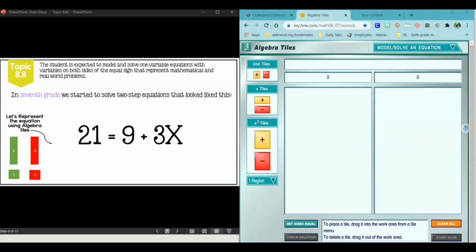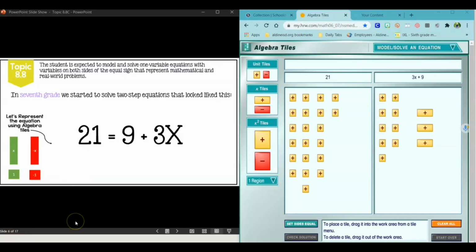So this example is a little different because I moved the variable from the right side to the left side. And we need to be able to also solve with the variable being on the left side. So this equation says 21 equals 9 plus 3x. So I'm going to pause the video for a second and set up my tiles. Okay guys, so I've represented my equation using the algebra tiles. I have 21 on the left side, and then I have 9 plus 3x on the right side.